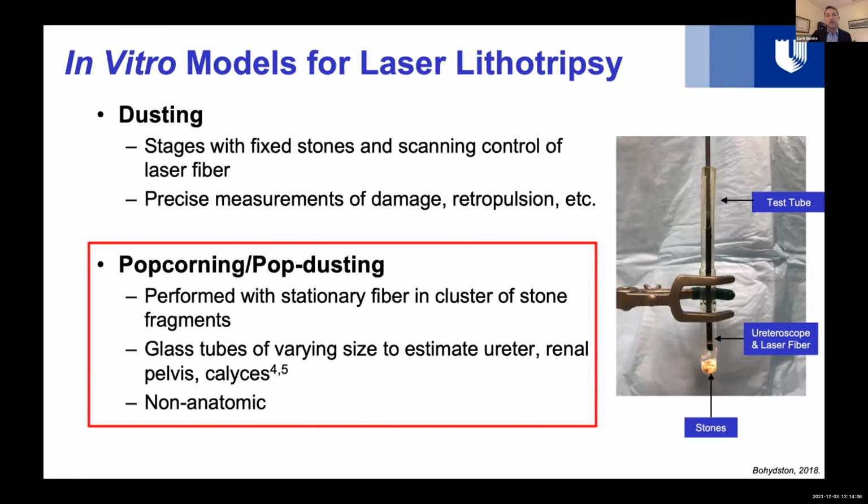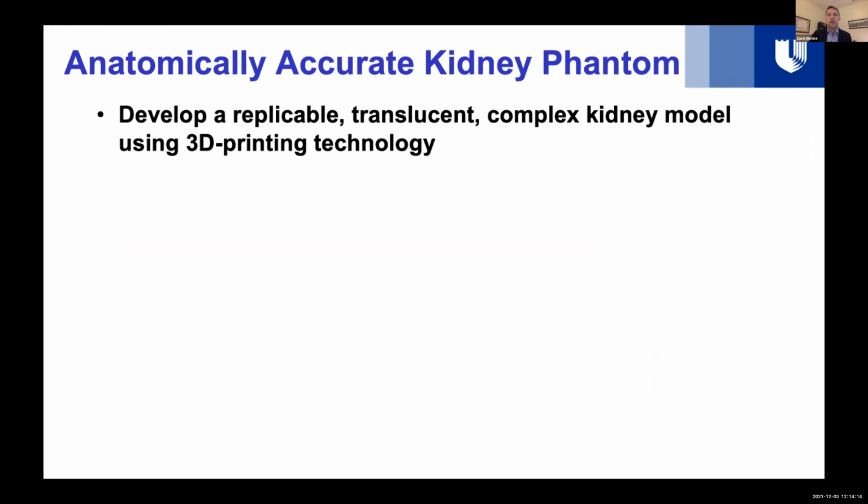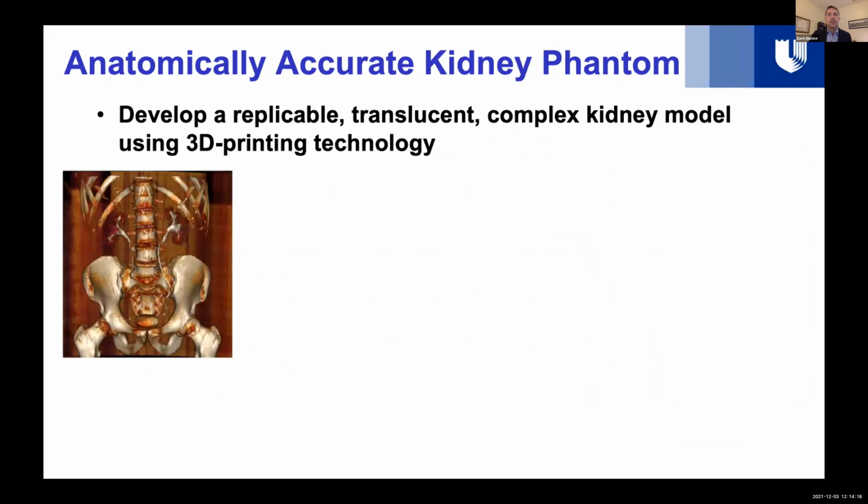Previous in vitro test tube models are non-anatomic and have sacrificed renal tissue properties. Therefore, our lab has worked to develop an anatomically accurate kidney model for laser lithotripsy. We started using DICOM images from CT urograms.